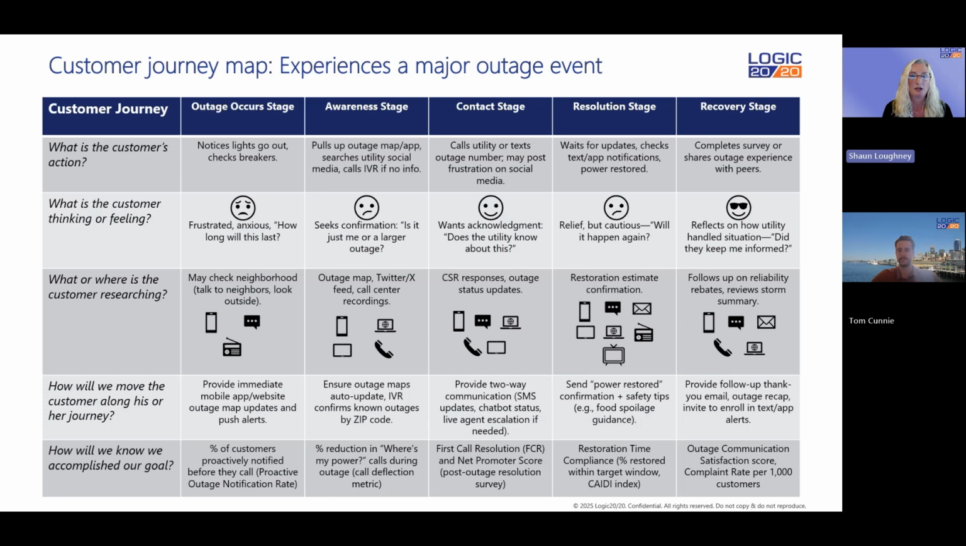Outage occurs stage. What is the customer's action? They notice the lights go out and check breakers. What is the customer thinking or facing? They're frustrated, anxious. How long will this last? What and where is the customer researching? They may check the neighborhood, talk to the neighbors, look outside. They may be on their cell phones. They may be texting. And in the case of my 100-year-old grandmother, she's actually listening to the radio and looking for some news.